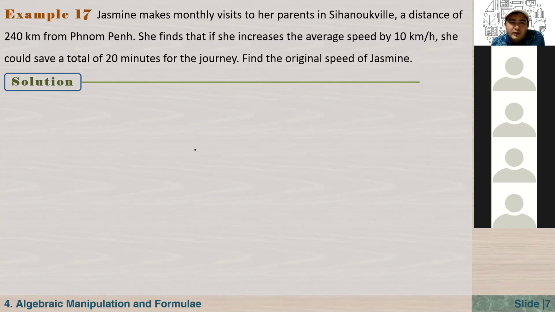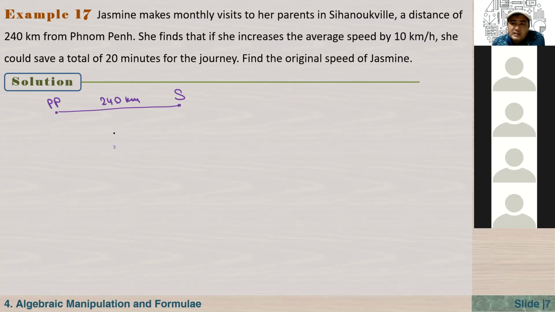Anyway, guys, so the problem here is we are talking about, again, distance, time, and speed, right? And this is our Phnom Penh. This one is Sihanoukville. What is the distance? It is 240 kilometers. Actually, in reality, it's an actual distance.